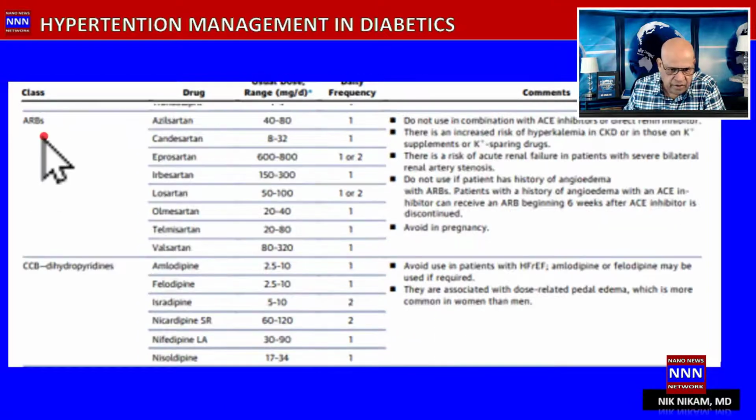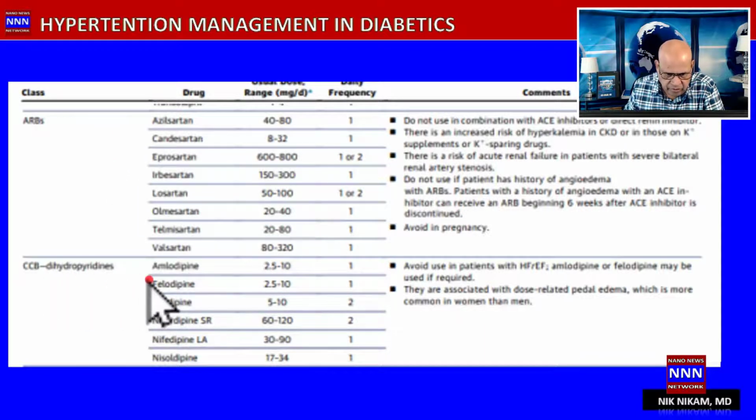ARBs. Look at the place where I work. Losartan is the most commonly used drug. So you can look at losartan or telmisartan or valsartan. Valsartan is a good drug to use, especially in cardiac patients, because if they develop stage 3 or 4 heart failure, then they can be switched over to Entresto, which has sacubitril with valsartan. So it makes it easier to know how these drugs behave in that particular patient.